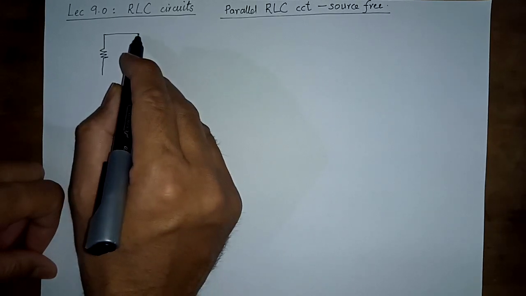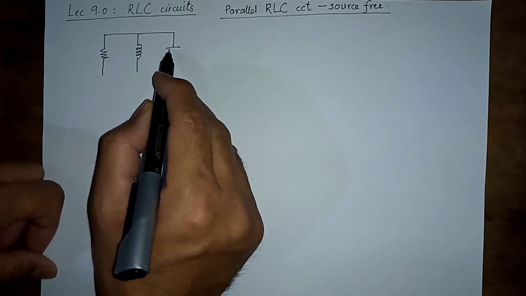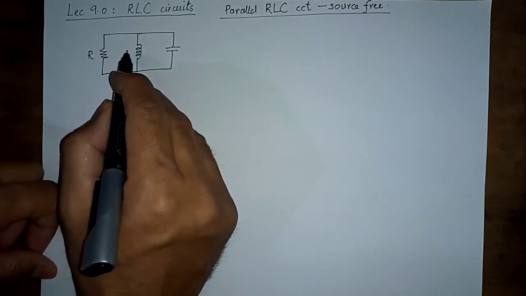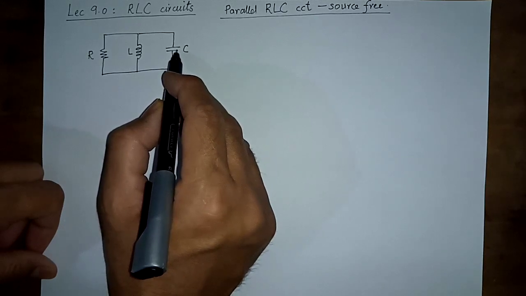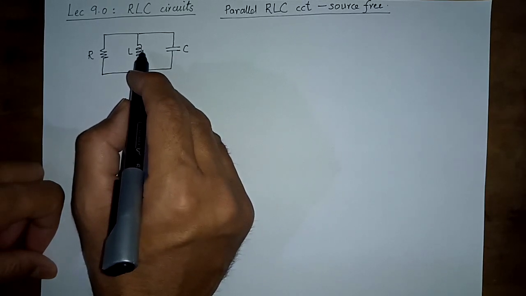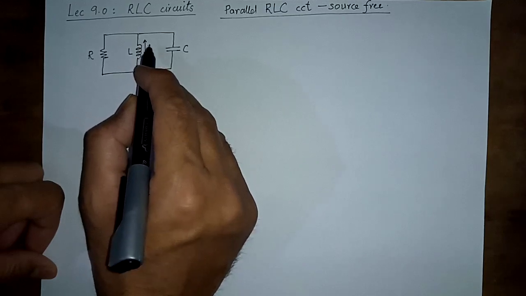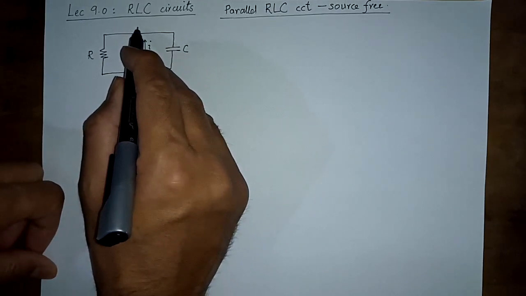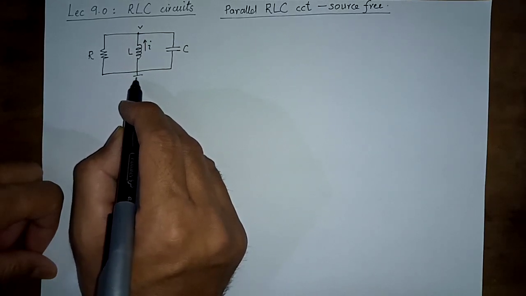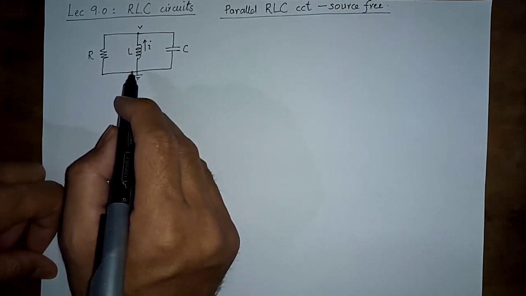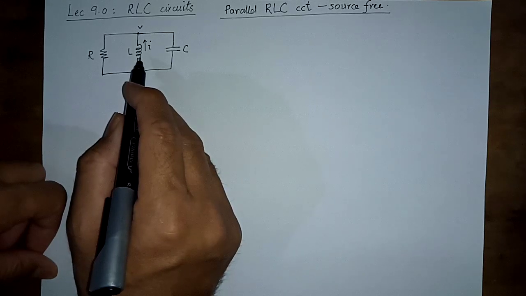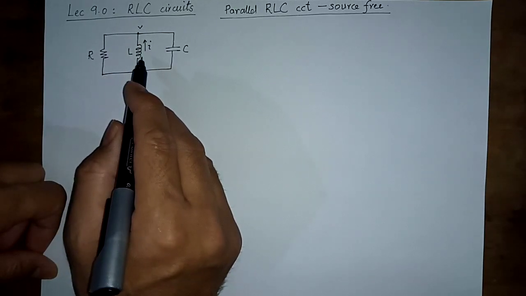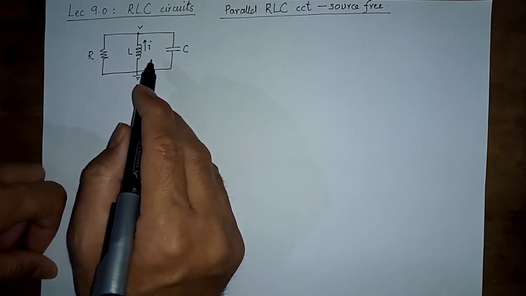So we have a parallel configuration of an RLC circuit, and we are assuming that there is some initial energy present in the circuit. So let us assume this inductor has some current already present in it, and we are interested in finding the voltage across each element. In parallel, it is going to be the same.